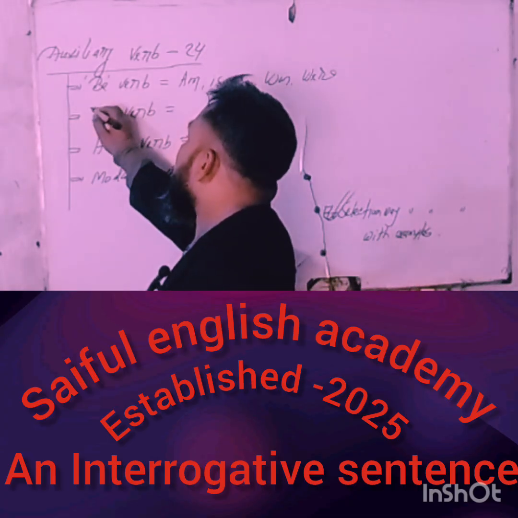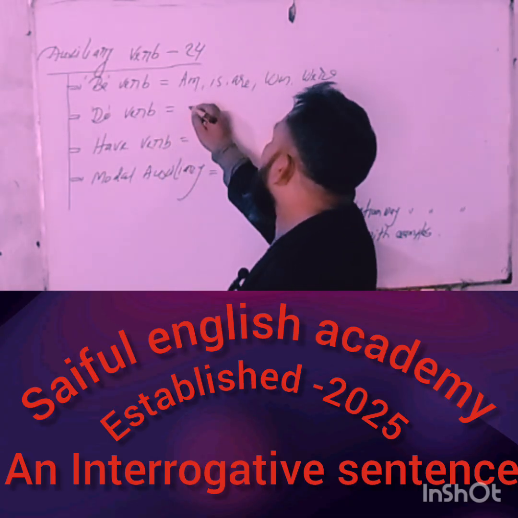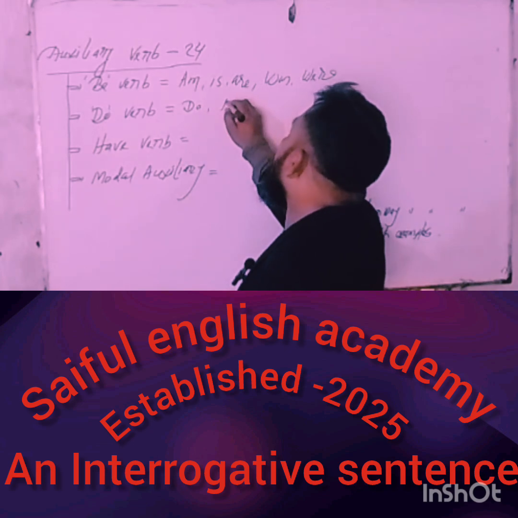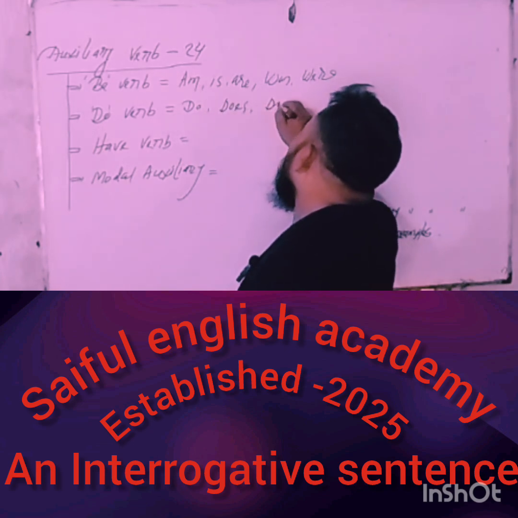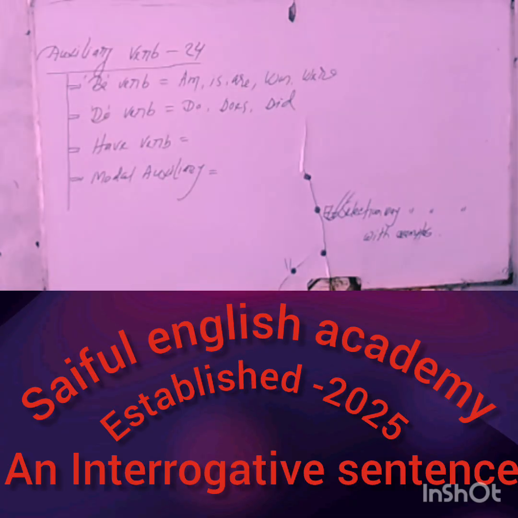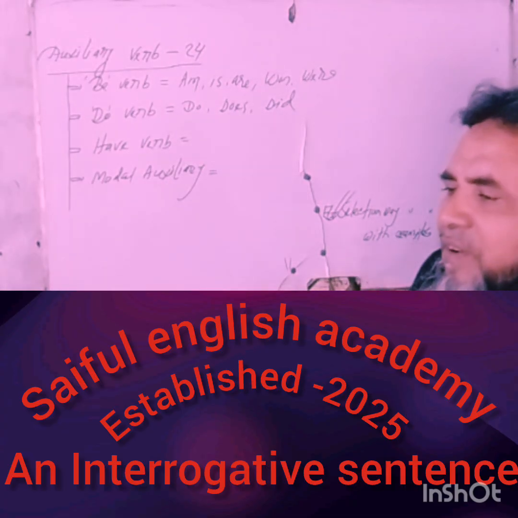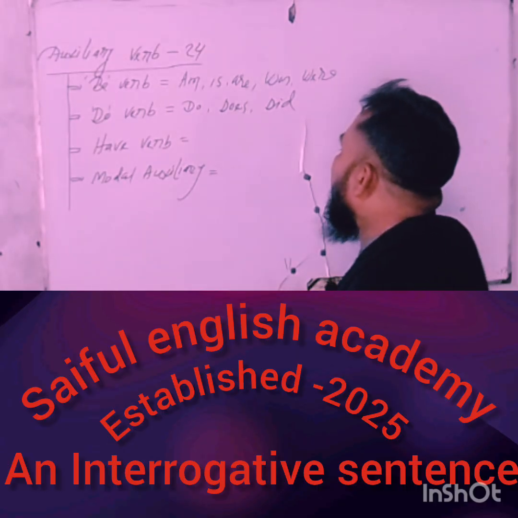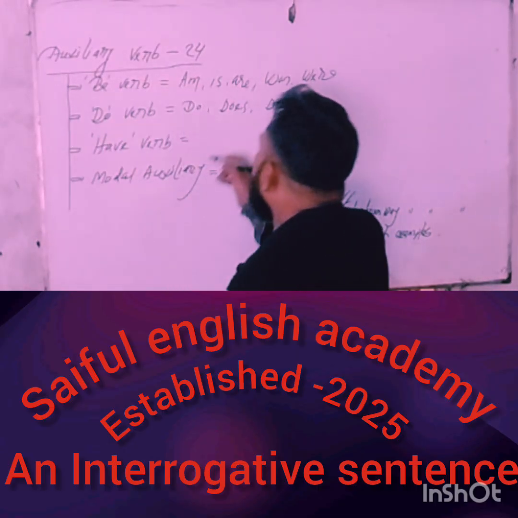Now, my dear learners, next think about do verb. You have to mind that the three categories of verbs such as do, does, and did. These three categories of verbs are called do verbs, which help our principal verb to make voice, mode, tense, etc. Now think about have verb.